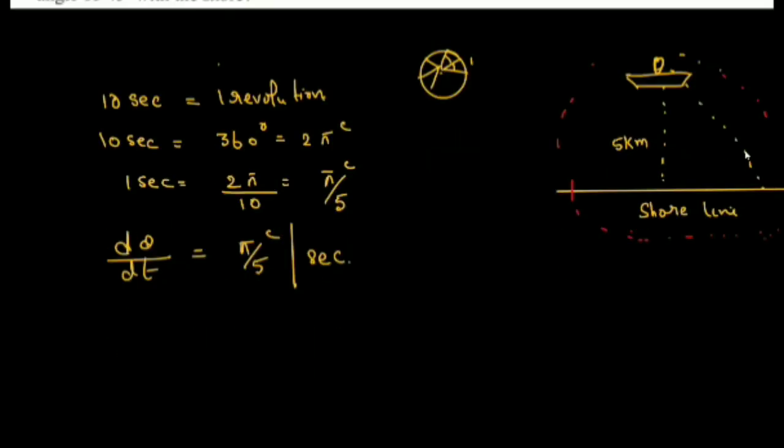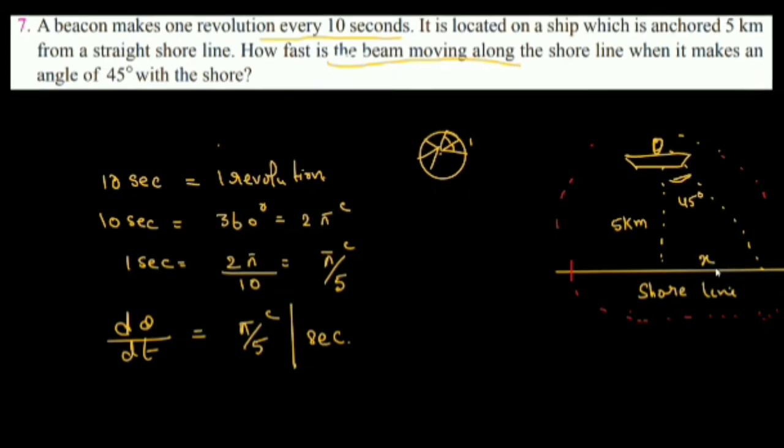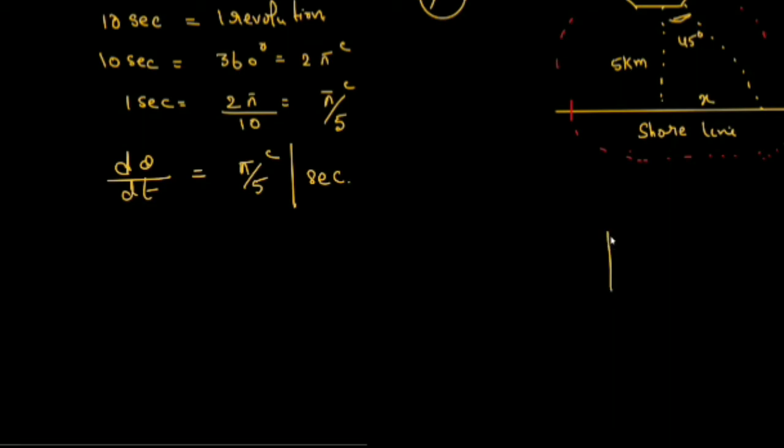Now the beam has reached somewhere here and this angle is given. At a particular instant, we need how fast the beam is moving along the shoreline, when it makes an angle of 45 degrees with the shore. So suppose this distance is x. If I draw a right angle triangle here, this is 45 degrees and this is already given as 5. This is x. The beam is moving like this.